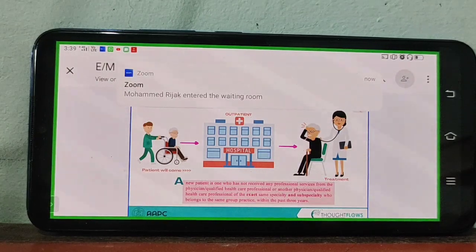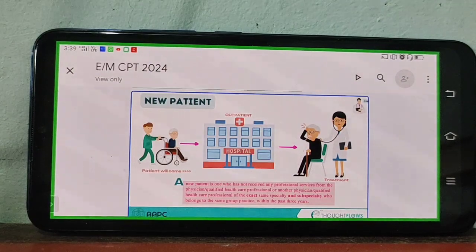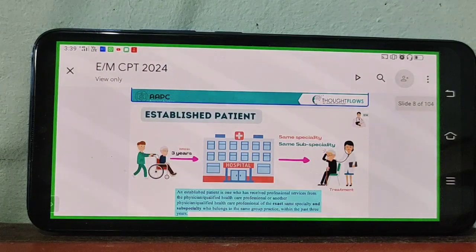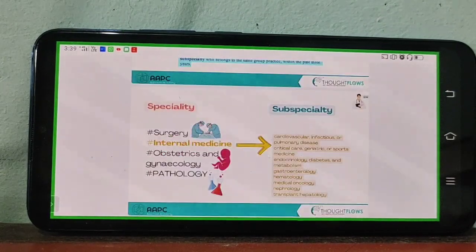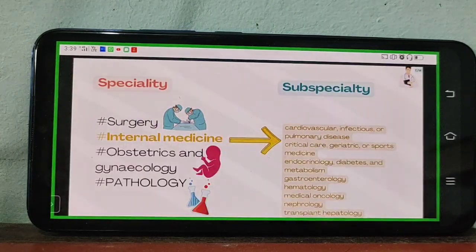So the patient just meets the doctor only one time. Within the 3 years, he did not meet the doctor again. So on the fourth year, again he is going to meet the same doctor, which means on the 4th year the patient is considered as a new patient. So these are the classification of new patient and established patient. This information is also present in our CPT book. Now, this is an example of specialty and subspecialty. Take a note.